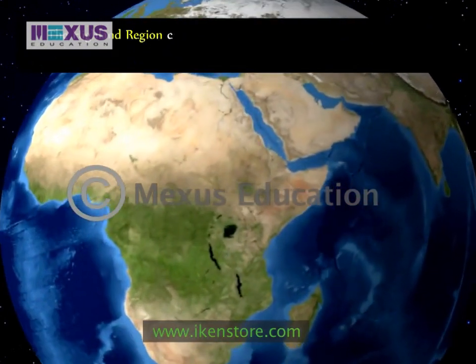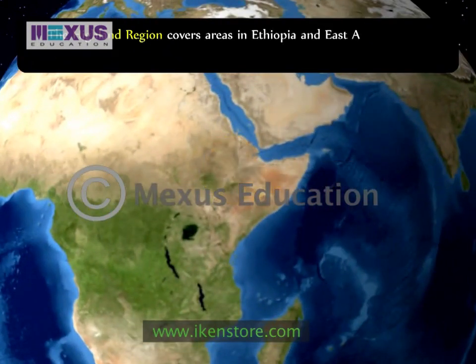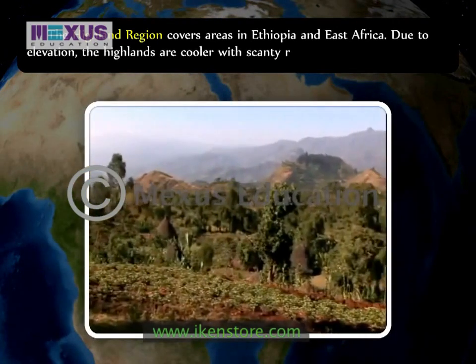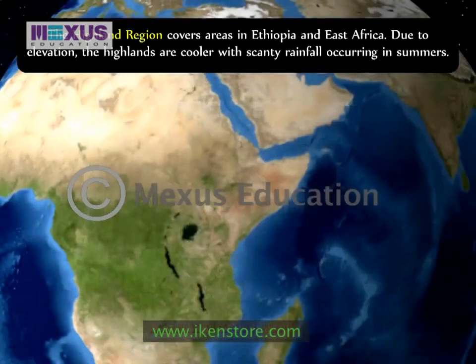The highland region covers areas in Ethiopia and East Africa. Due to elevation, the highlands are cooler with scanty rainfall occurring in summers.